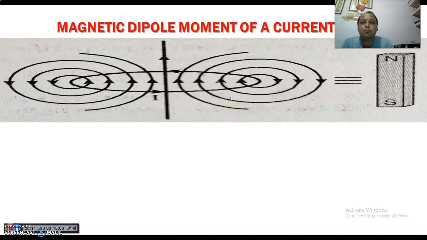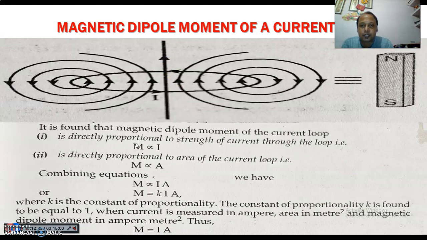A current carrying loop behaves as a magnet, so it will have magnetic poles. The direction of the magnetic dipole moment here also will be from south to north, because north is at the top, the face in the upward direction. From north the magnetic lines come out. So this will be the direction of the magnetic dipole moment. And further, the value of the magnetic dipole moment can be explained in the way mentioned here.